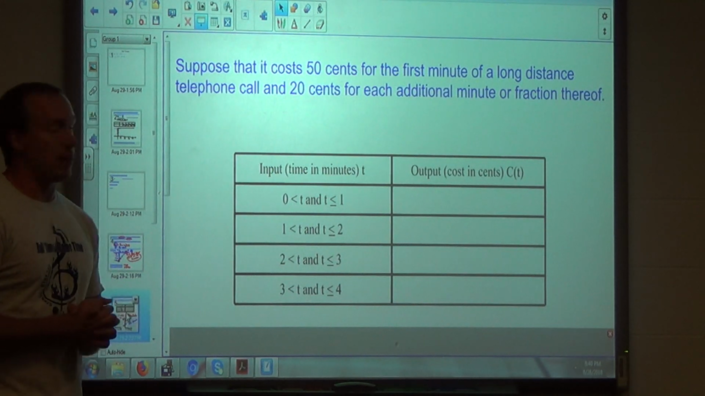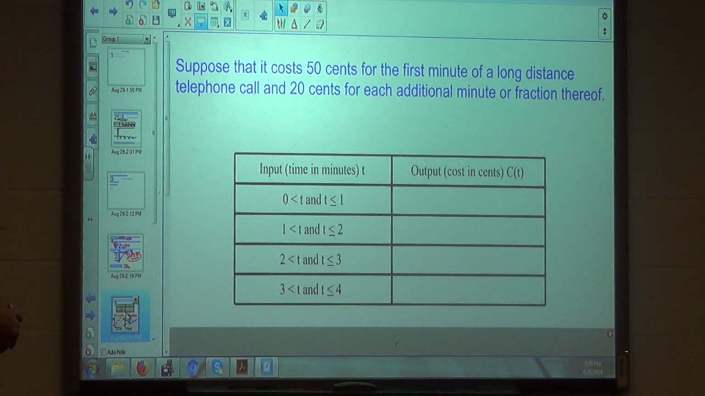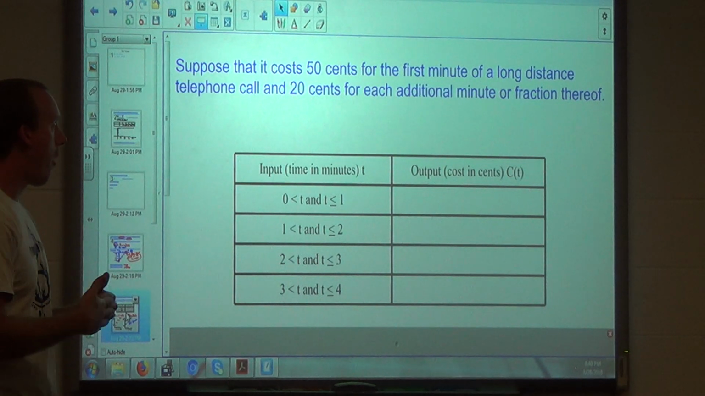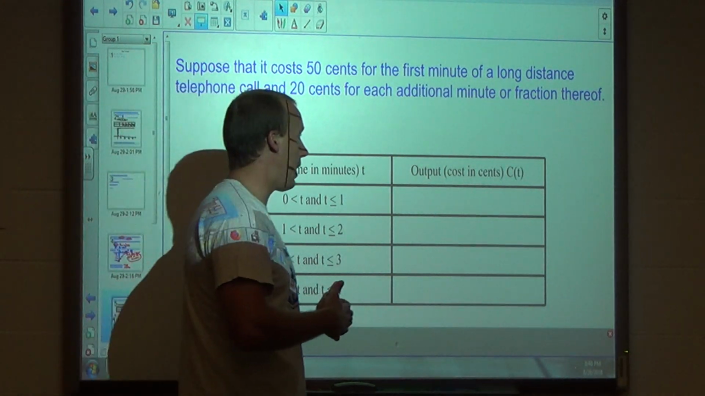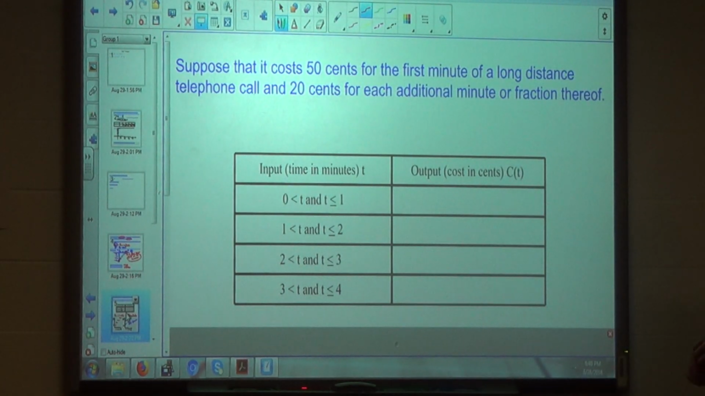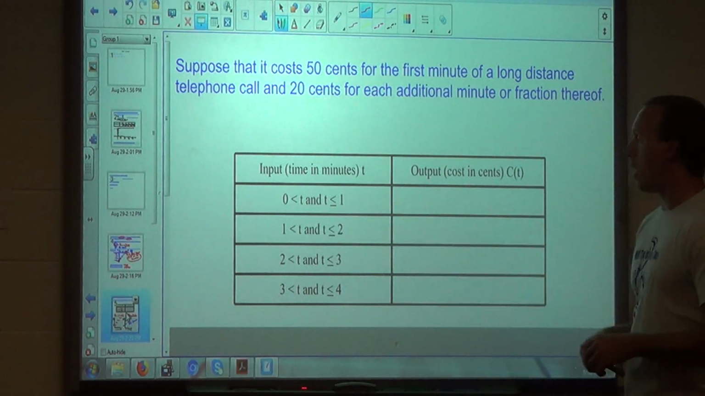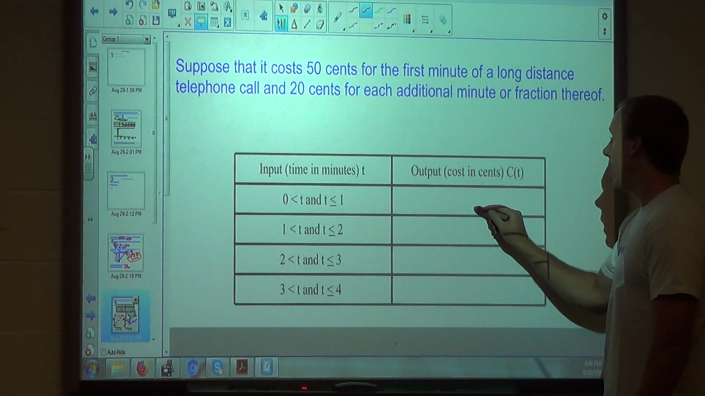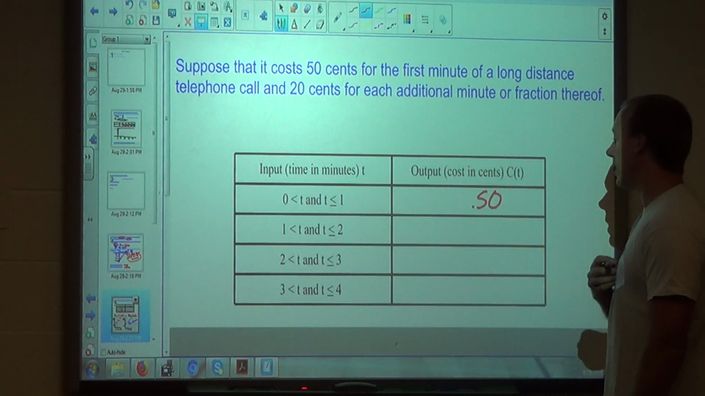Here's another problem just like that one, similar. Suppose it costs 50 cents for the first minute of a long distance telephone call and 20 cents for each additional minute thereafter. How would I write the amount of money I'm going to spend on that? So between 0 minutes and 1 minute, how much money would I have to spend to start? It's 50 cents for the first minute, so anywhere in the first minute it'd automatically be 50 cents.